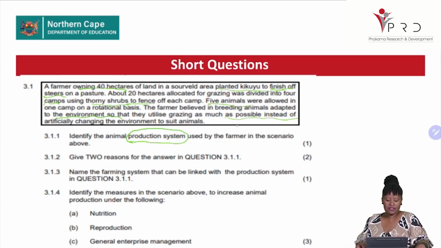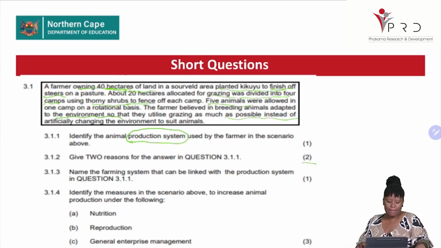Give 2 reasons for the answer in question 3.1.1, 2 marks, 1 mark for each reason. The reason why you are saying it is an extensive production system: you are looking at the large space, 40 hectares of land. You are also looking at camps that are divided for grazing purposes. And you are looking at the environment that is being used instead of artificially changing the environment.